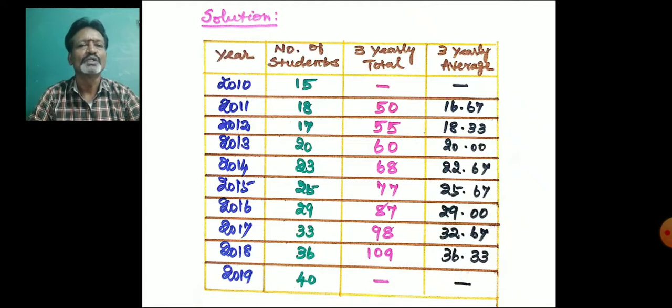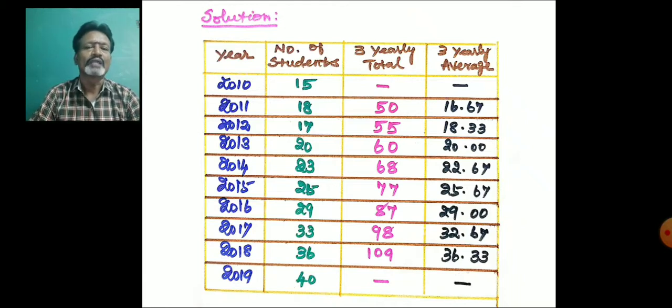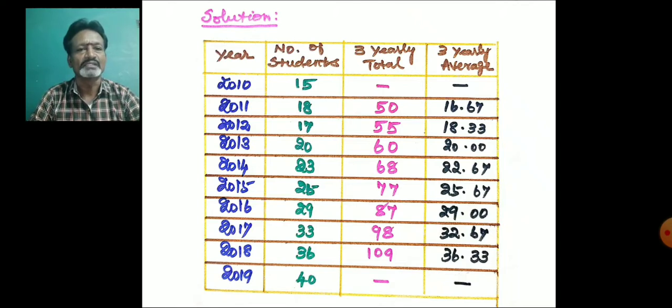So you put a dash for 2010. Then you leave 2010 and add 2011, 12, 13. The total is 55 and it should be written on 2012, the middle year. In this manner you have to calculate the 3 yearly moving total. So we have calculated the 3-year moving totals. The total values are 50, 55, 60, 68, 77, 87, 98 and 109.